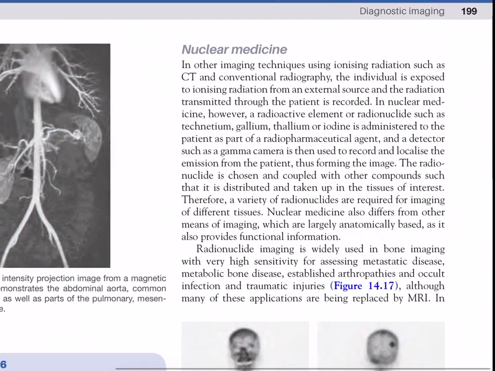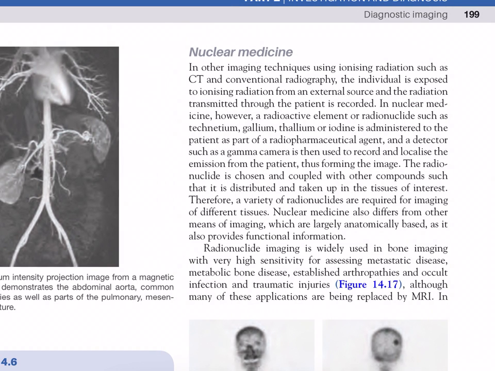Moving to nuclear medicine. In other imaging techniques using ionizing radiation such as CT and conventional radiography, the individual is exposed to ionizing radiation from an external source and the radiation transmitted through the patient is recorded. In nuclear medicine, however, a radioactive element or radionuclide such as technetium, gallium, thallium or iodine is administered to the patient as part of a radiopharmaceutical agent, and a detector such as a gamma camera is then used to record and localize the emission from the patient, thus forming the image.